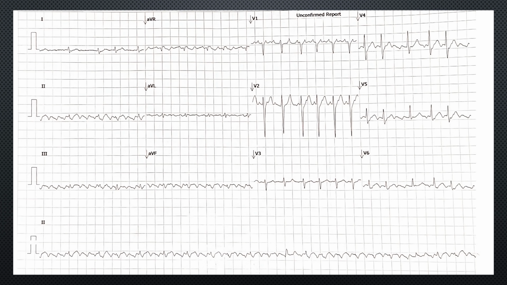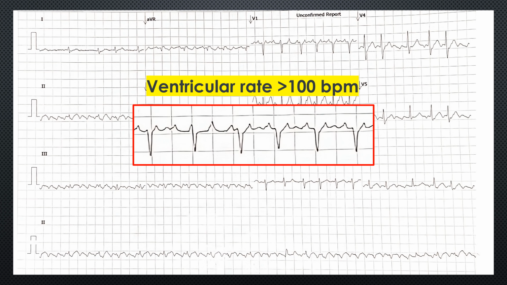A 36-year-old male presented with complaints of palpitations for the past few hours. The ECG was taken during the episode. Now let's decipher this ECG. First of all, on a gross look, we can identify that this is a tachycardia that is going on. So the ventricular rate for this patient was above 100 beats per minute.